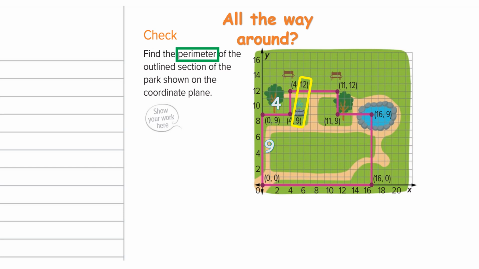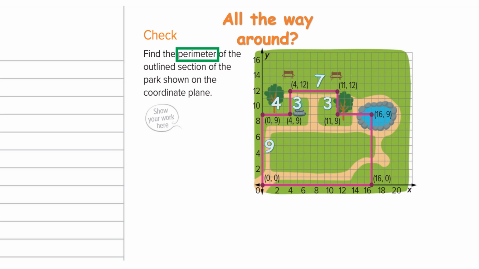9 and 12, so 12 minus 9 is going to give me a measurement of 3. From the left bench to the right bench, I see that my y's are the same, so I focus on my x's. When I take 11 minus 8, I get 7. Then I want to drop down to the tree, and I see that my x's are the same, so I focus in on my y's. 12 minus 9, I get 3 again.